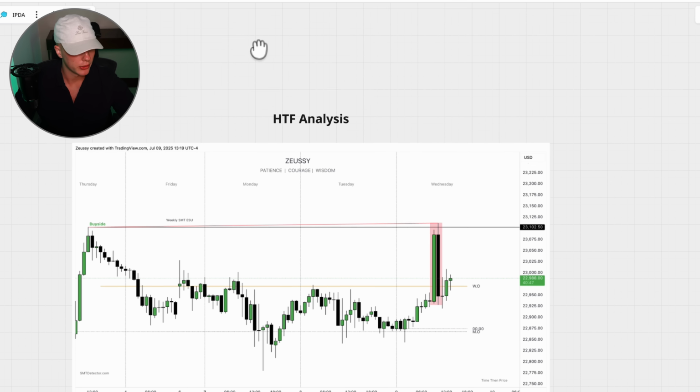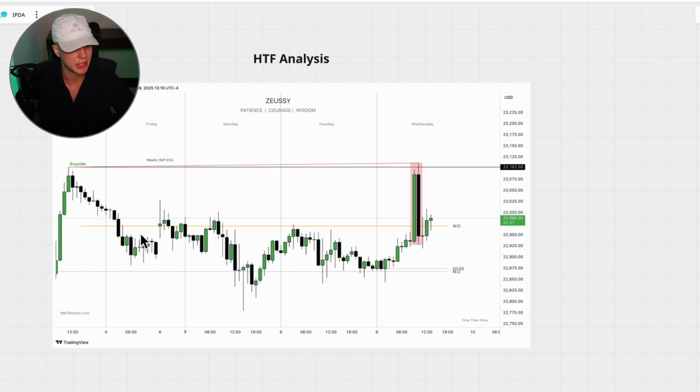When we dive into the higher time frame analysis, first of all, what we can see is that Nasdaq has been consolidating throughout this week. Notice that the market has been going sideways right here. When we opened up today for Wednesday, what we saw taking place was that the market expanded towards the upside and the market repriced very quickly towards this buy-side liquidity pool right here.